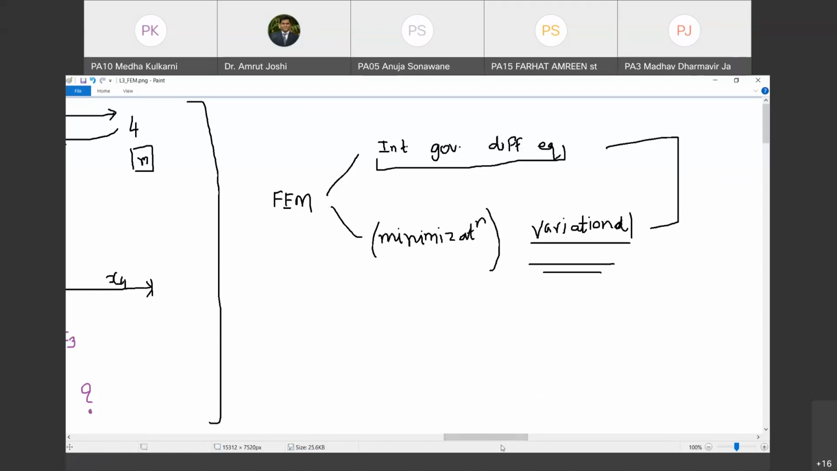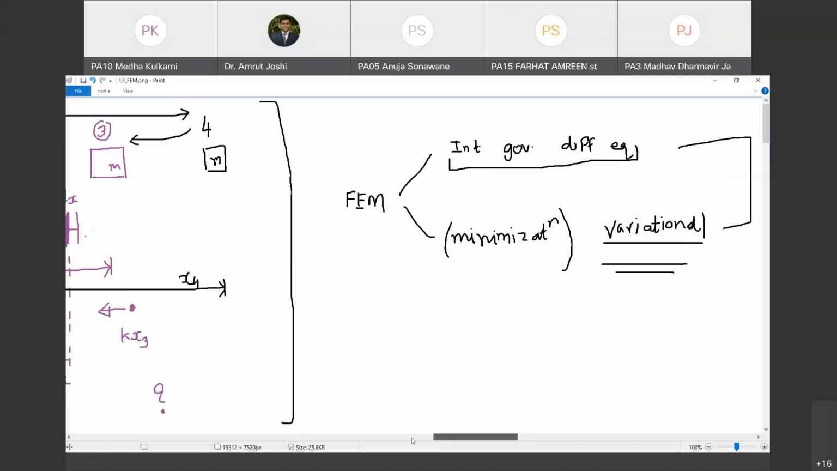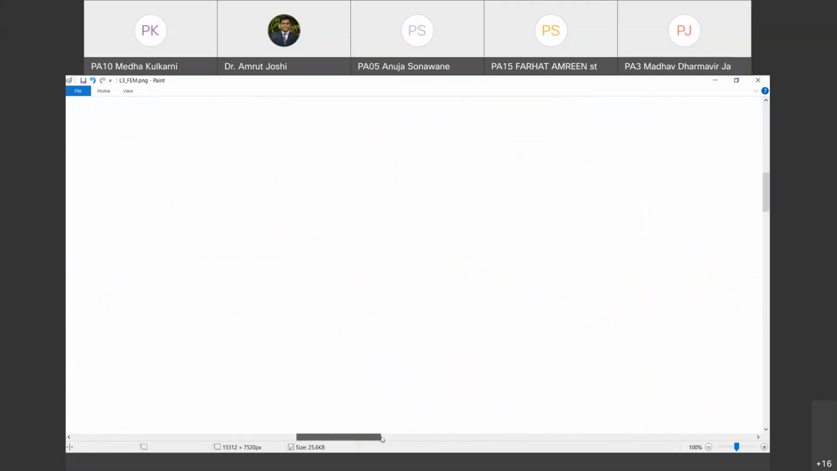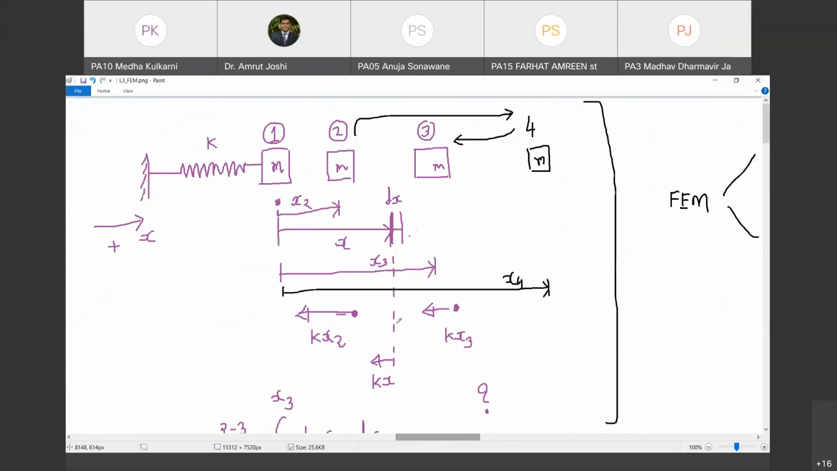And to have confidence in you that this variational approach automatically guarantees that the governing differential equation is satisfied, इसके लिए हम ये एक्सरसाइज कर रहे हैं. Are you with me? Yes, sir. This problem I am going to solve by variational approach, and I am going to show you that the deformations that I find by variational approach are exactly the same that we found by solving the governing differential equation. Are you with me? Yes, sir.